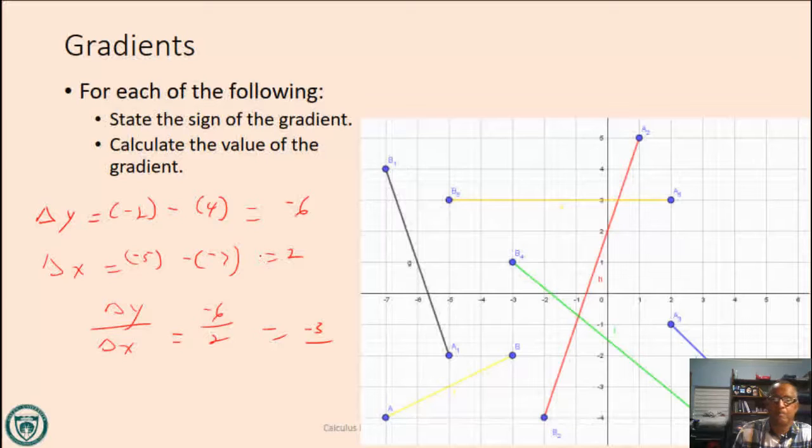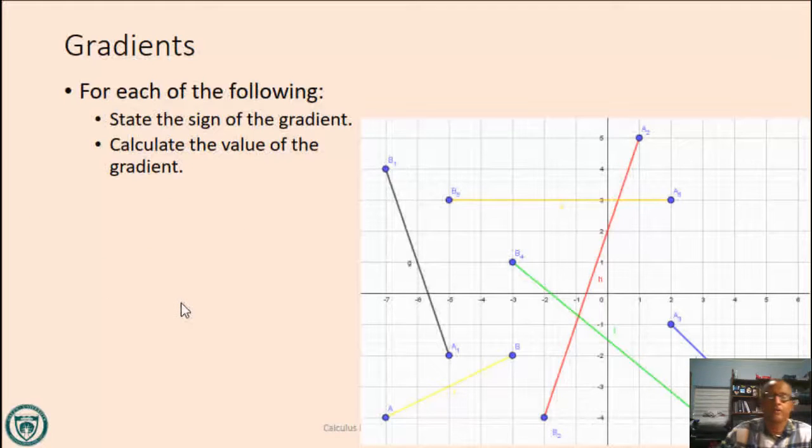Right, and let's take a look at this red one here. All right, and so if you look at this line segment here, delta y is the final value of y, which is 1, 2, 3, 4, 5, minus the initial value of y, which is -4, and that gives me 9.